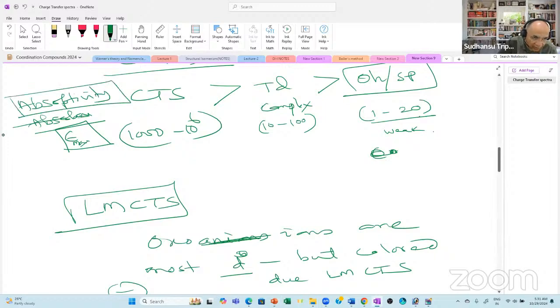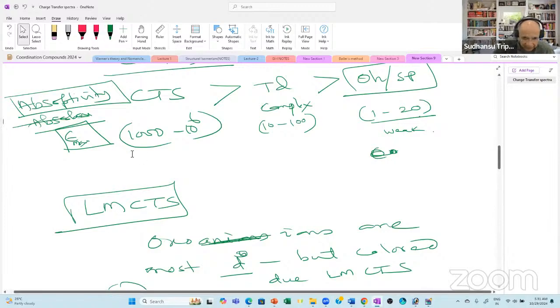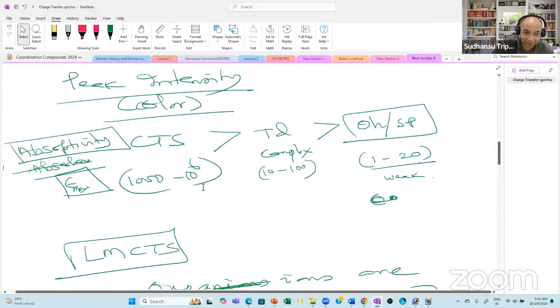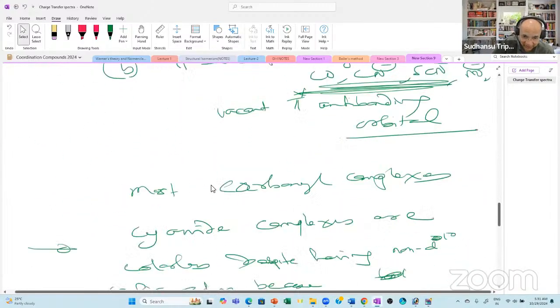Sometimes people call it molar extinction coefficient, or in the olden times, absorptivity. Just like conductivity, resistivity, this is absorptivity, a constant.